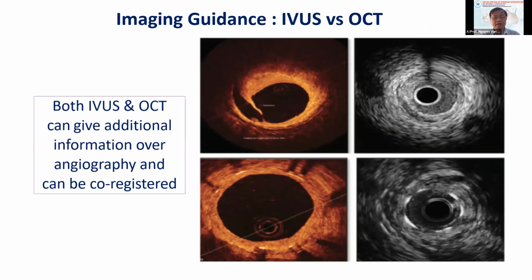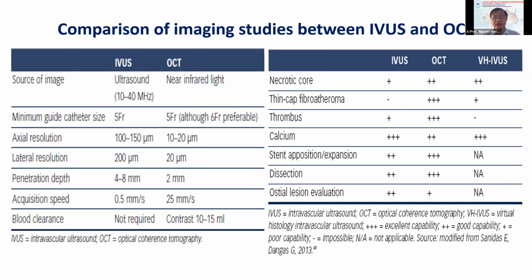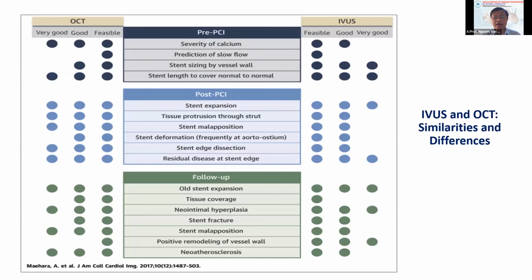You know, in Vietnam and anywhere in the world, imaging guidance, IVUS or OCT, both can give additional information over angiography and can be co-registered for the best PCI. In comparing the imaging between IVUS and OCT, some characteristics are better in one or the other. For example, in OCT you can find TCFAs, thrombus or dissection better than in IVUS. At first we can think they are similar, but some characteristics are different, especially pre-PCI, post-PCI and at follow-up.